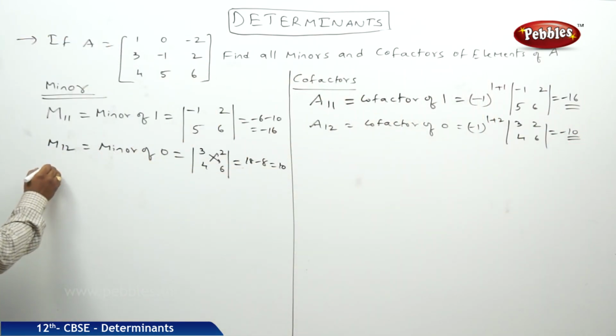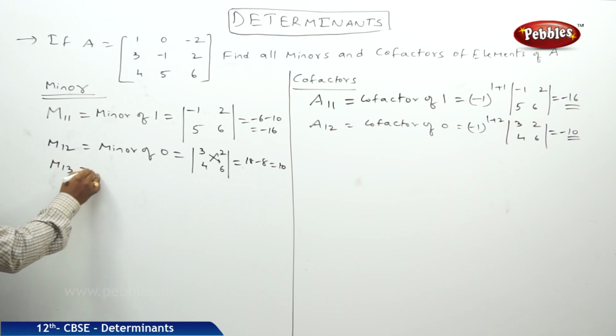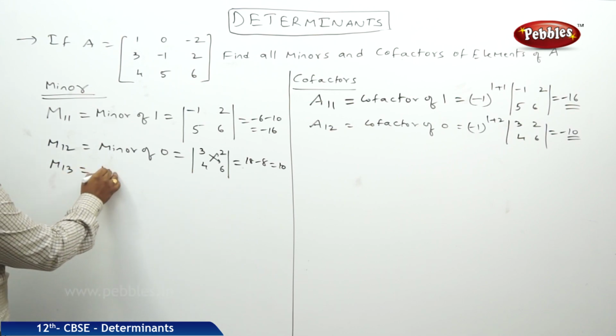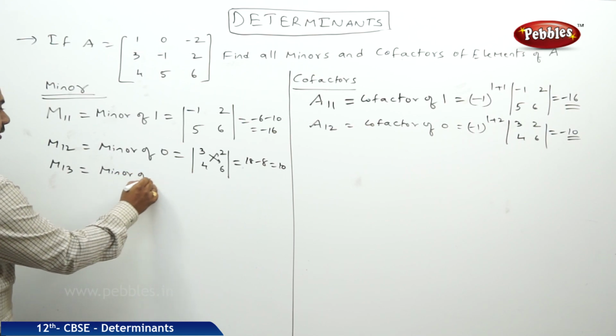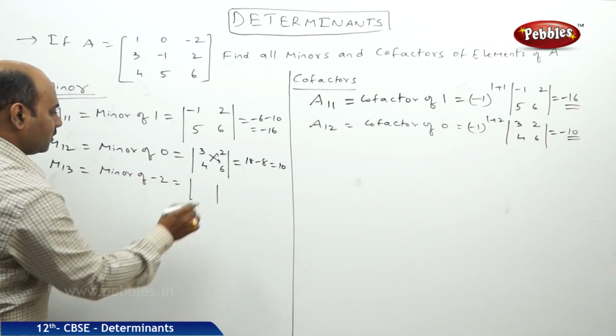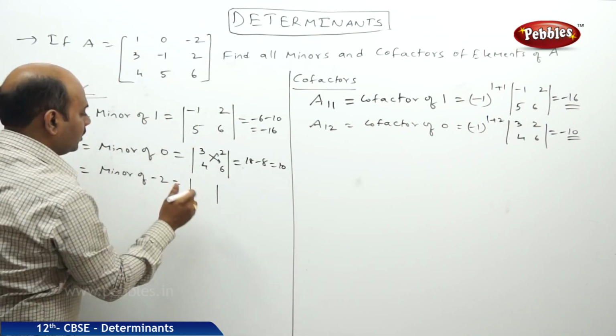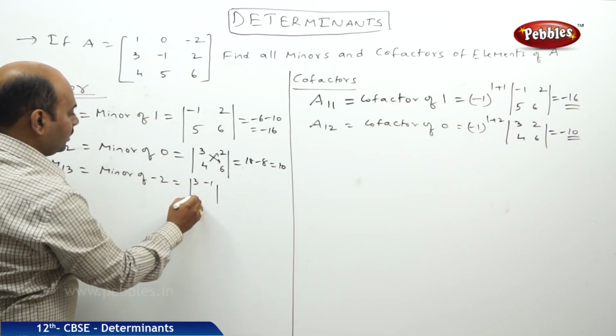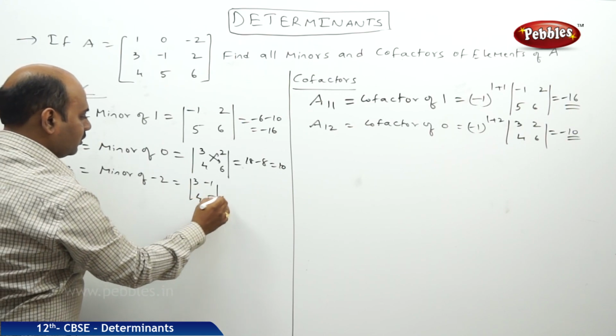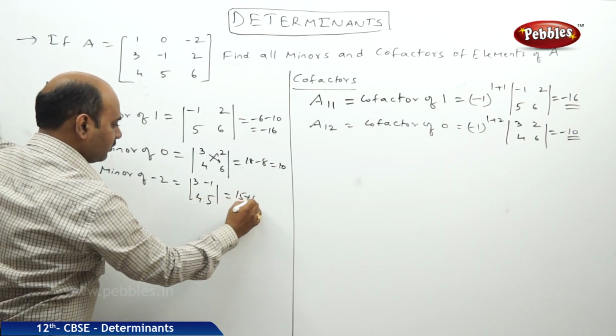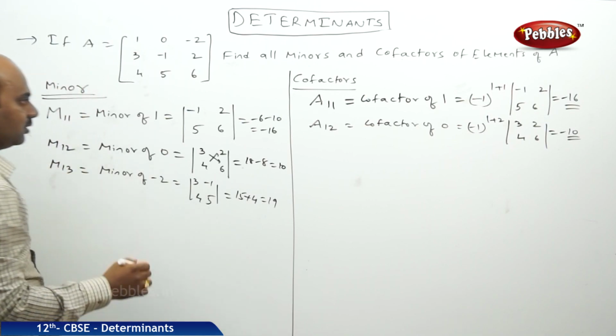Similarly here also I am going to find M13. M13 means what is the meaning? Minor of minus 2. That is equal to determinant obtained by deleting this row and this column. So 3 minus 1 and 4, 5. That means 15 plus 4, that is equal to 19.